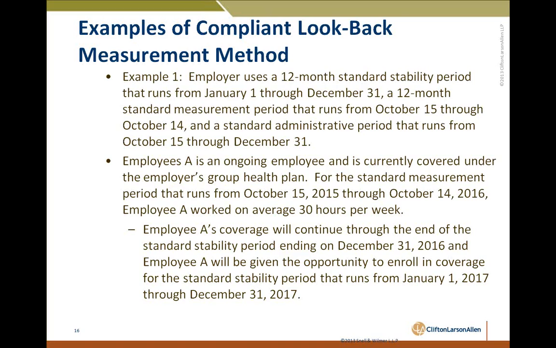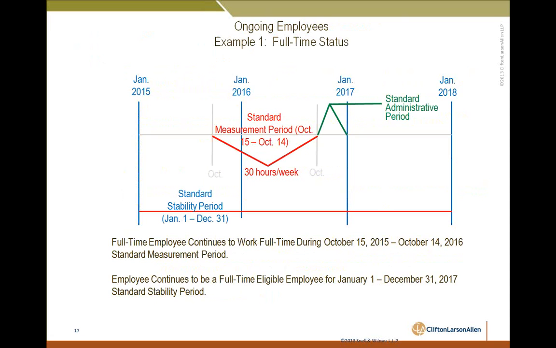So, for example, if an employee is an ongoing employee and currently covered in the health plan, you would measure their hours in that measurement period, and if they did work an average of 30 hours per week, it would continue through the end of the stability period, again, through December 31st of '16, and then they would enroll in coverage for the next stability period. So again, a little bit confusing, but if you look at this, you have this stability period, but you have to measure it and then enroll them and then cover them continuously if they're full-time.